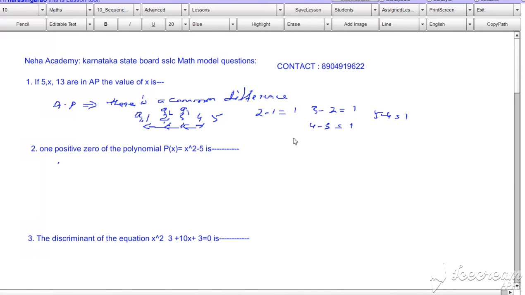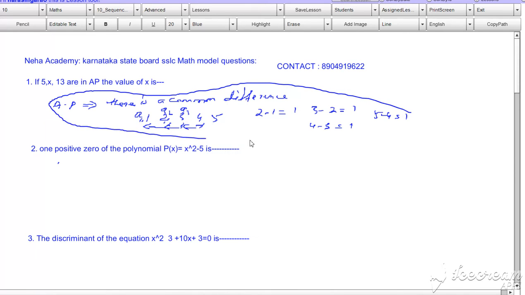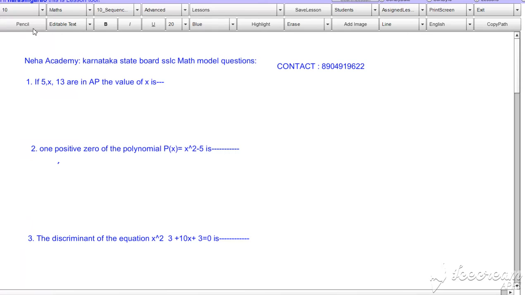So in an AP, the difference between two consecutive terms remains constant. Let us take this example, 5, x, 13. They have a common difference. So if I subtract x minus 5, it should be equal to 13 minus x. If I subtract the first term from the second term, and the second term from the third term, they should be equal. So now you bring the like terms to the same side.